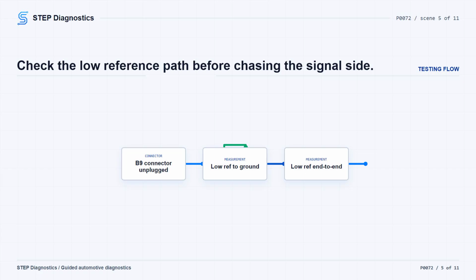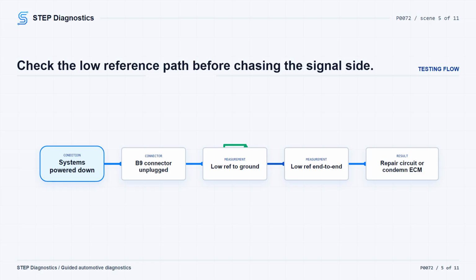Test between low reference terminal B or terminal 2 and ground. You want less than 10 ohms. If it is 10 ohms or greater, disconnect the K20 engine control module connector and check that low reference circuit from the component harness to the other end of the circuit. That continuity should be less than 2 ohms. If it is 2 ohms or greater, repair the open or high resistance in the circuit. If it is less than 2 ohms, the path calls for replacing the K20 engine control module.